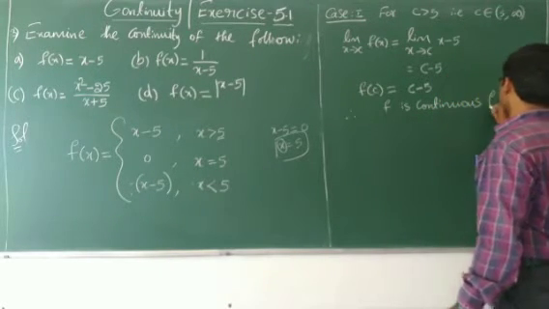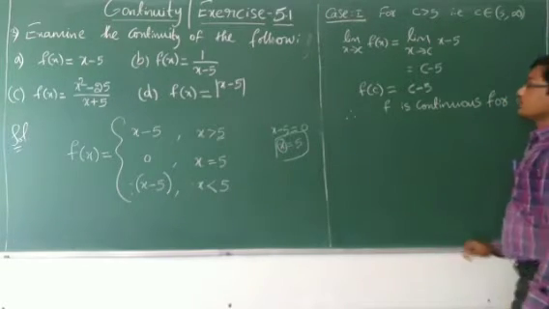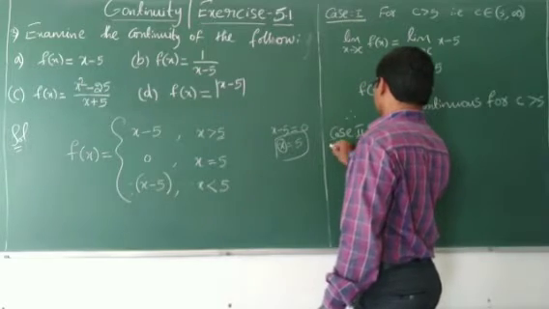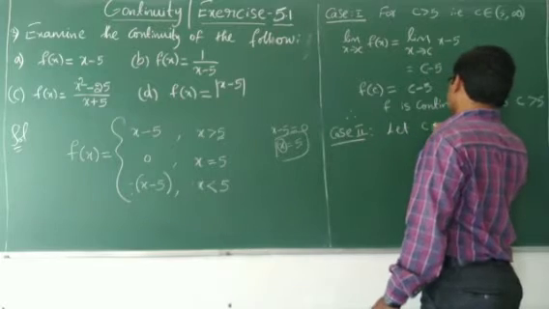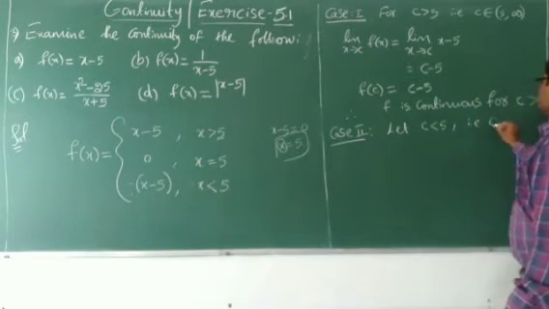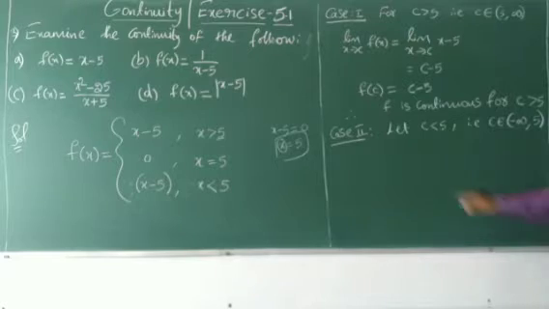Therefore, f is continuous for c greater than 5. Now take case 2. In the second case, we consider c less than 5, that is, c belongs to minus infinity to 5. Less than 5 means from minus infinity till 5.